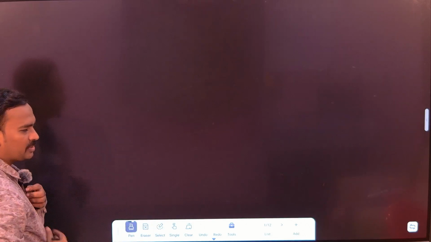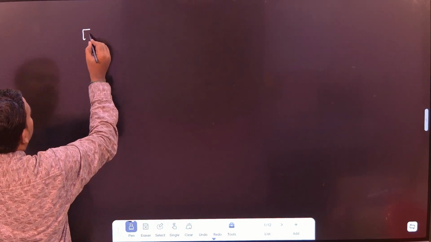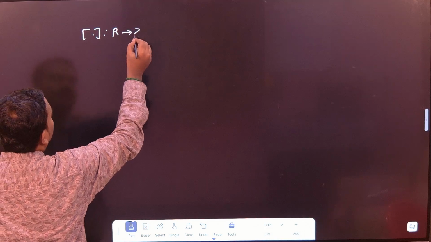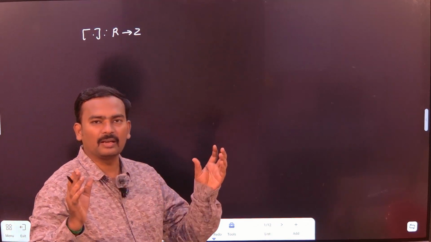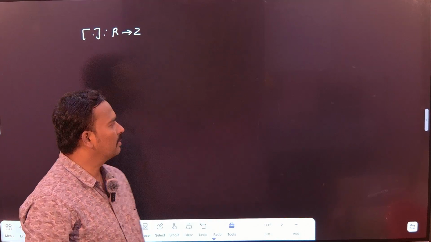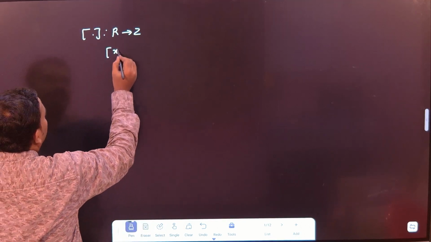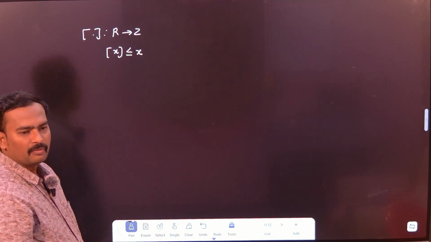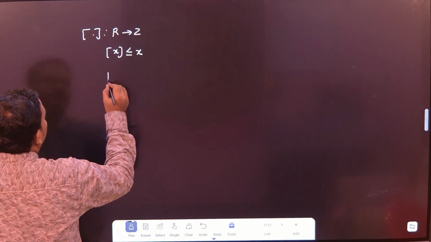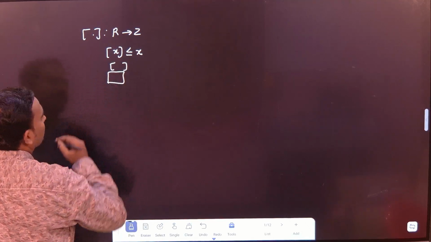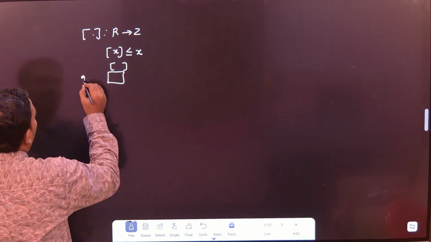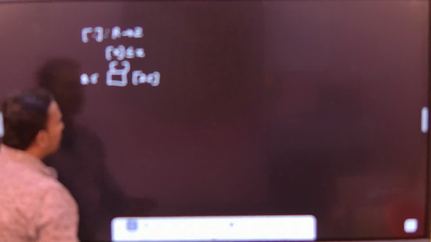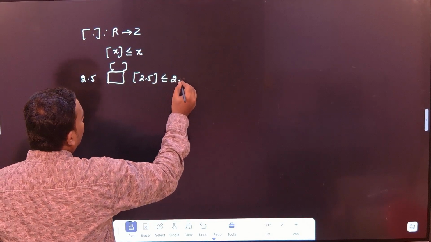The greatest integer function is a function from real numbers to integers. So input can be any real number, but output should always be an integer, right? The definition of this will be: the greatest integer less than or equal to x. For example, the greatest integer function is like a machine. Let's take 2.5. You take the greatest integer function of 2.5. You will get an output. So we need the greatest integer less than or equal to 2.5.